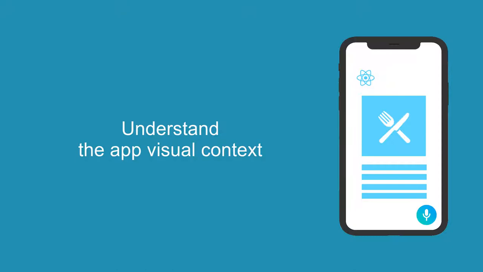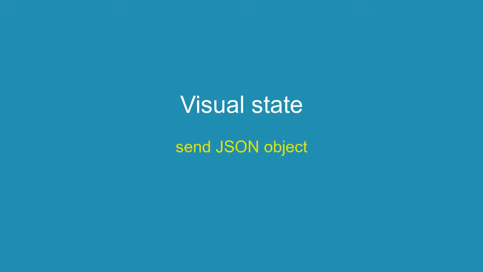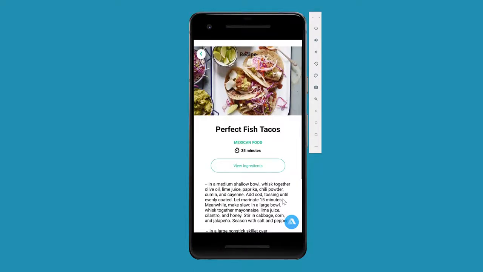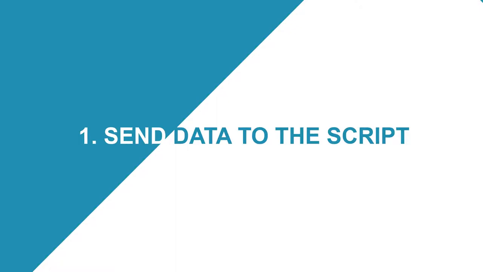To capture the app context, we will use the visual state. That's Alan's functionality that lets you send any JSON object from the app to the voice script and then use this data in the dialog with your customers. What can we get with the visual state in our app? We can capture the recipe data and send it to the voice script. After that, the user will be able to ask for step-by-step cooking instructions and cook hands-free while guided by the voice assistant. First, we need to send a JSON object from the app to the voice script.